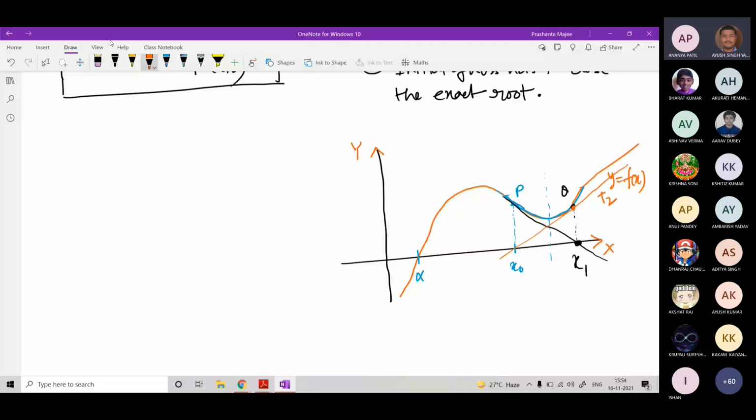Correct, sir. So what will be the next approximate root x2? What will be x2? X2 will be the same as x naught. And from x naught, again you will get what? Applying this method again, you will get x1. So are we moving towards the root? No, sir. We are not moving. So we are not getting the solution.